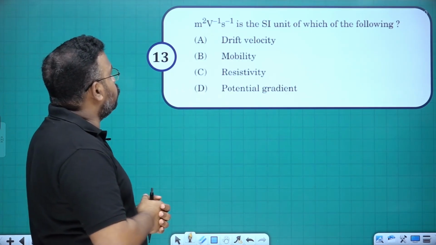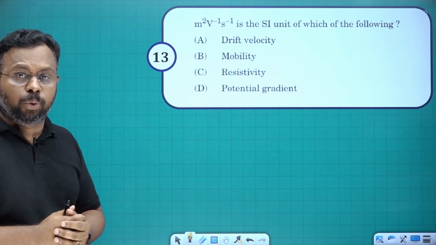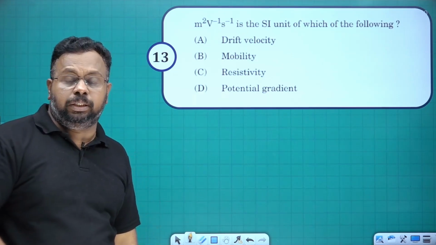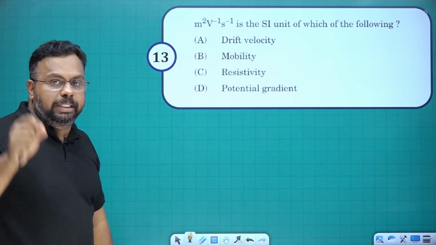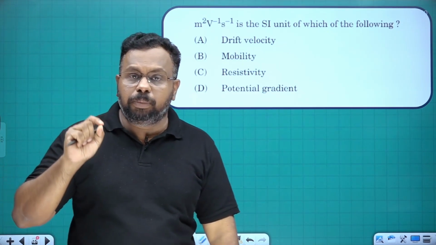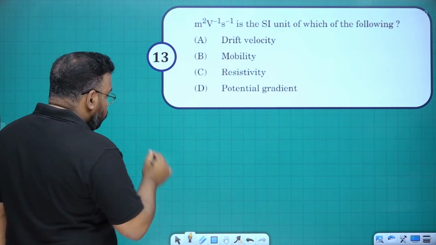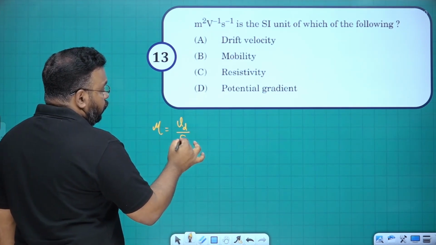Meter square volt raised to -1, second raised to -1 is the SI unit of which of the following? So let's check one by one. Drift velocity. What is the unit? Meter per second. So no need to check it. It's not meter per second. Mobility. Do you remember what is mobility? Mobility is drift velocity per unit electric field. Mobility mu is equal to drift velocity per unit electric field, E.